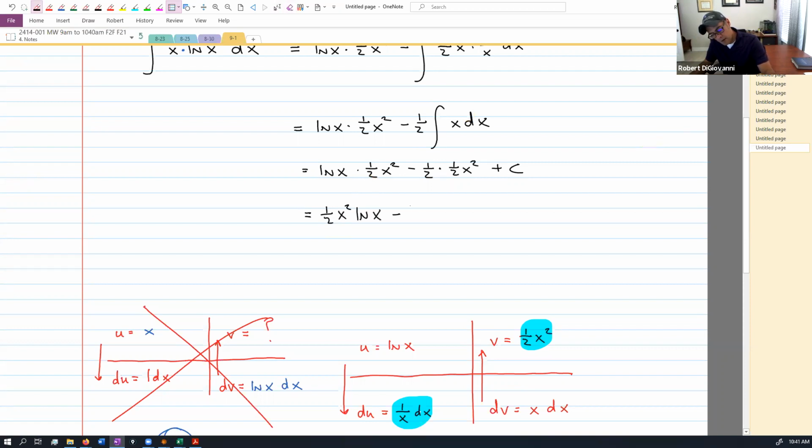And then minus 1/4 x squared plus C. So I just switched the order of these just because that's the way I like to write it, and then put these together. That should be the antiderivative. That should be it.